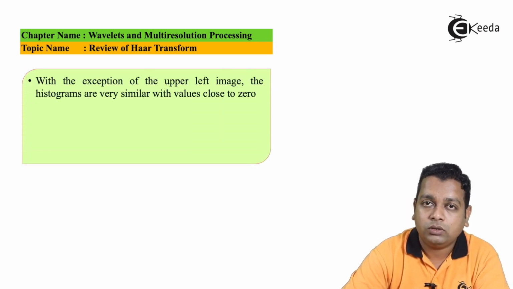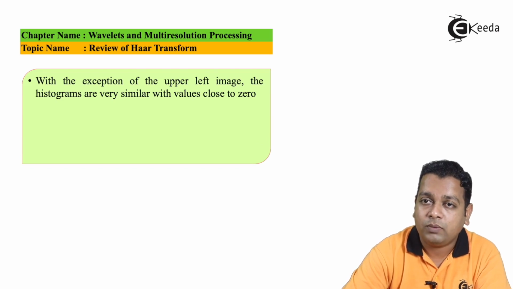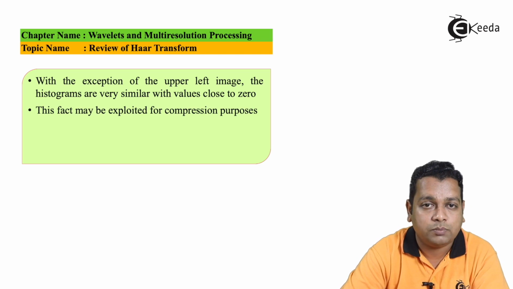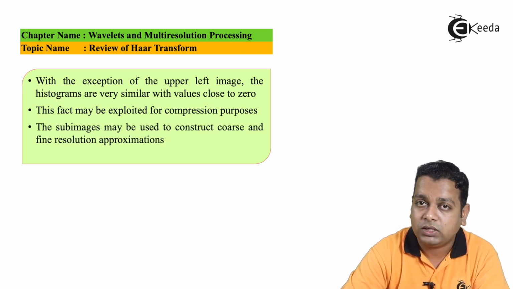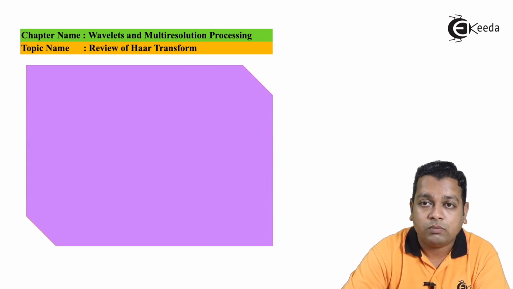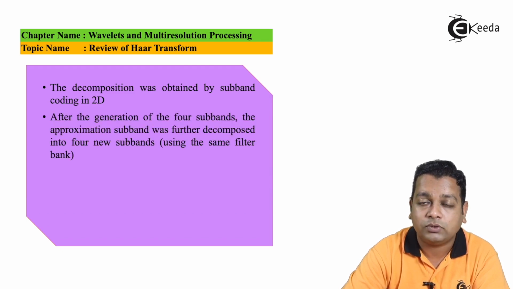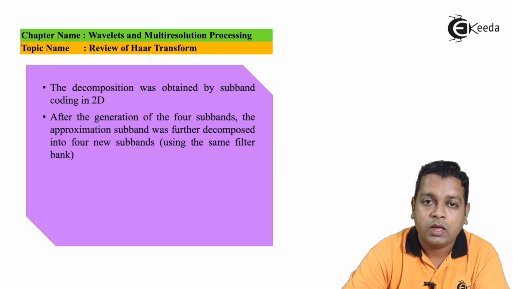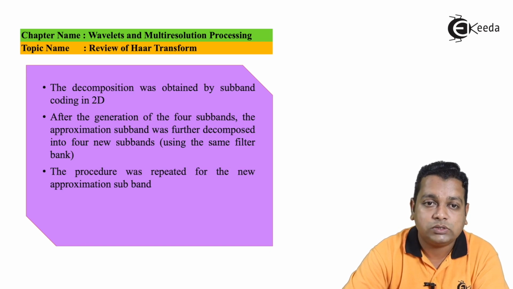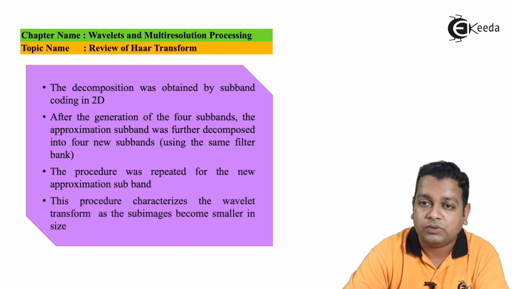With the exception of the upper left image that we have shown, the histograms are very similar, with values close to zero. The fact is that they may be exploited for compression purposes. The sub-images may be used to reconstruct the coarse and fine resolution approximations. The decomposition was obtained by subband coding in the two-dimensional case. After the generation of the four subbands, the approximation subband was further decomposed into four new subbands using the same filter bank. The procedure was repeated for the new approximations of the subbands.